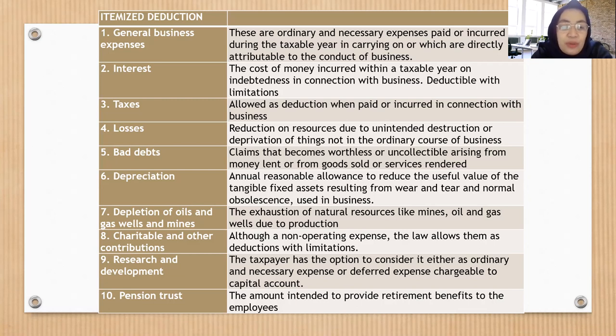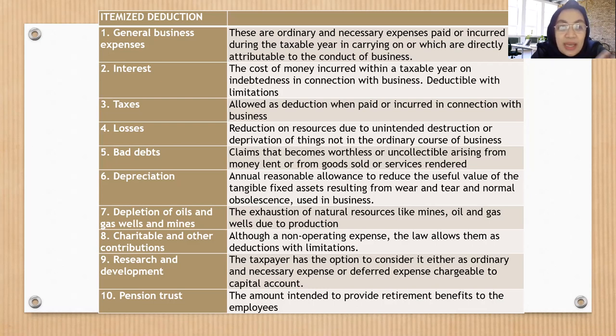Okay, depletion of oil and gas wells and mines. No? So exhaustion of natural resources like mines, oil and gas wells due to production. So just like depreciation, these are also periodic deductions or depletion of those natural resources. Of course, you cannot exercise mining or oil exploration without having certain rights over the property. Okay, so that's why depletion is an allowed expense.